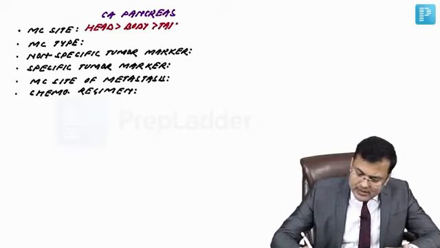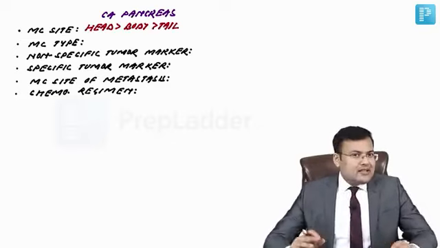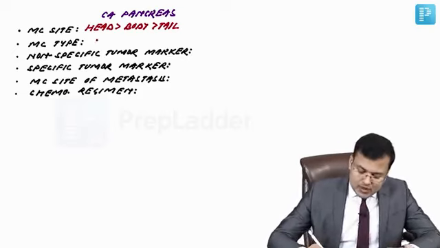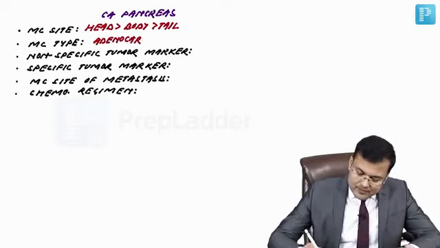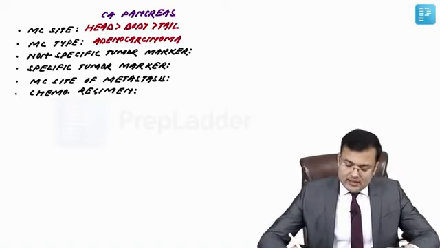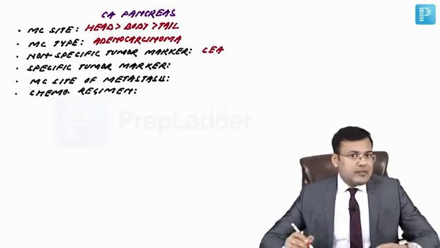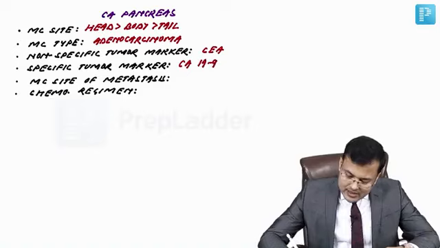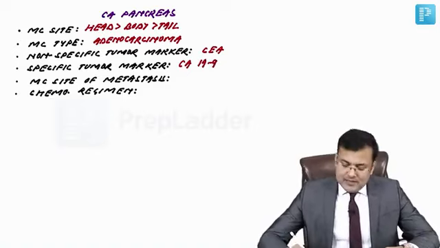You know, pancreas is a gland. So malignancy arising from gland, that is adenocarcinoma. So what is the most common type? This is adenocarcinoma. Clear? What is the non-specific tumor marker? This is CEA. You know, CEA is a non-specific tumor marker for adenocarcinomas. What is specific tumor marker? And that is CA 19-9.